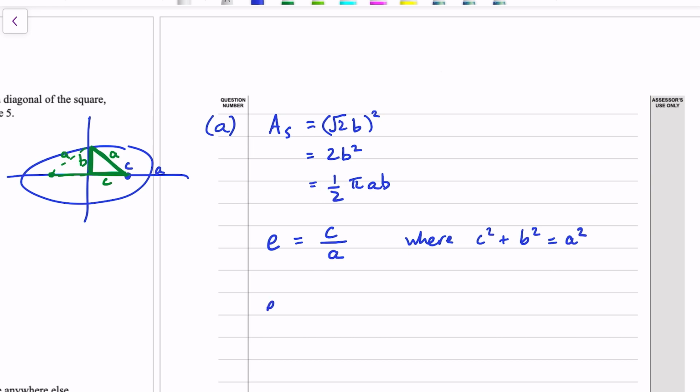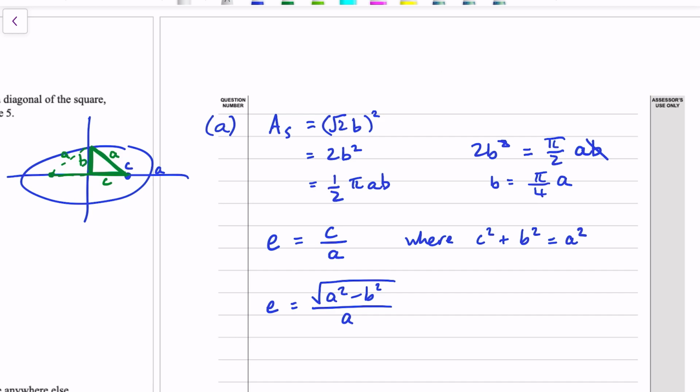Okay, so eccentricity is equal to A squared minus B squared square rooted all over A. But we know that 2b squared is equal to pi over 2 times AB, cancelling a b from both sides. We've got, what am I going to do here? Let's get b in terms of A. So b is equal to pi over 4 times A, and then I can dump that into here.